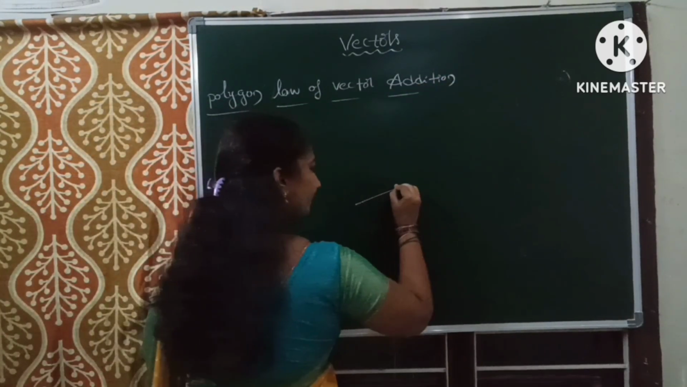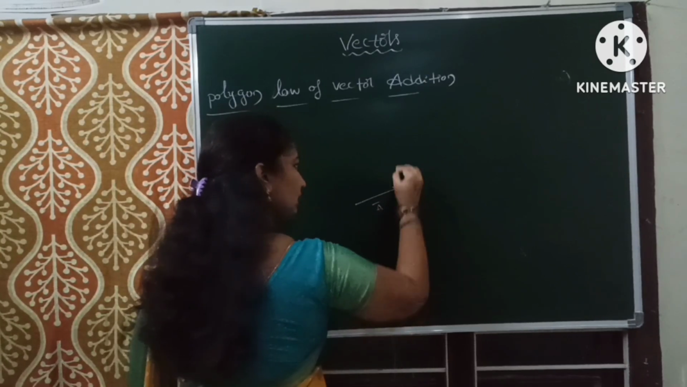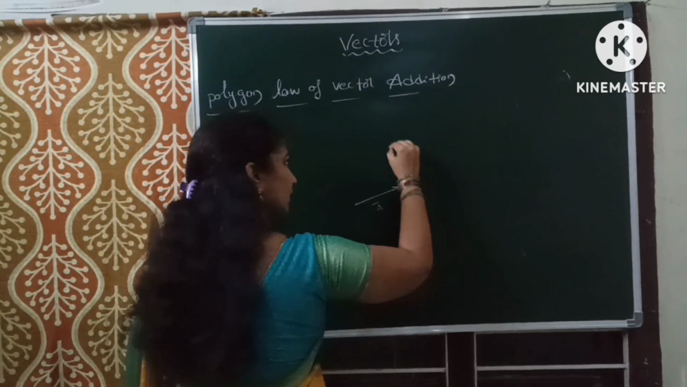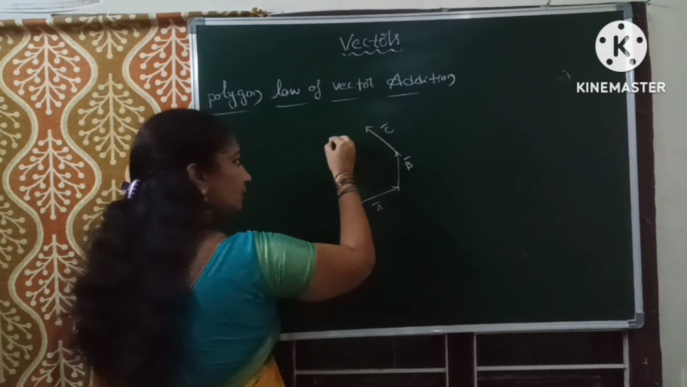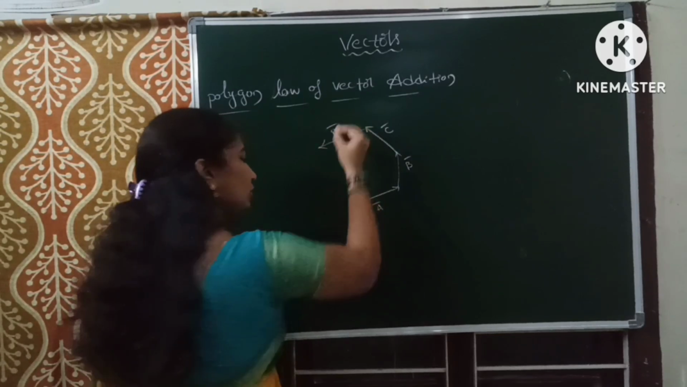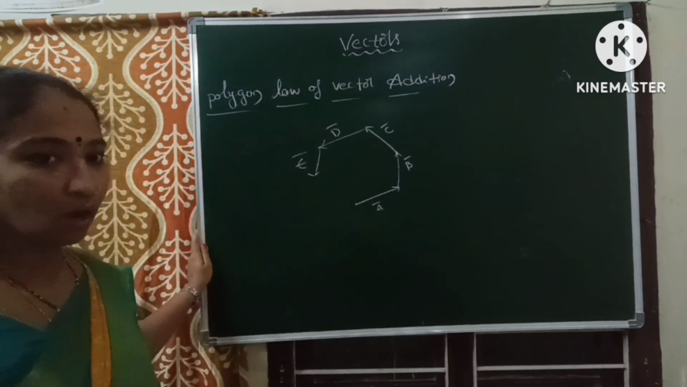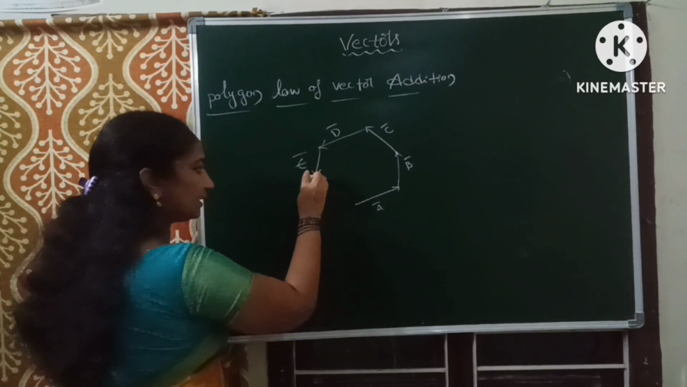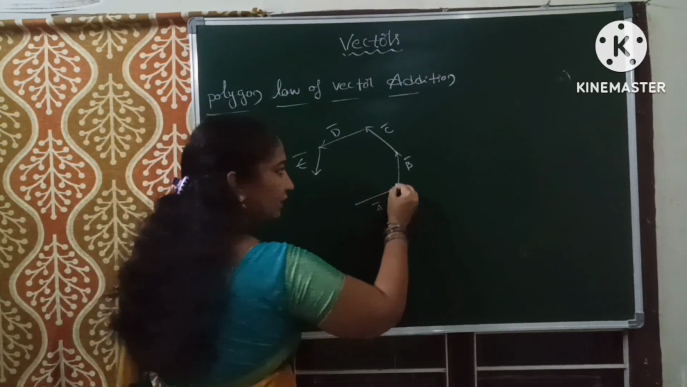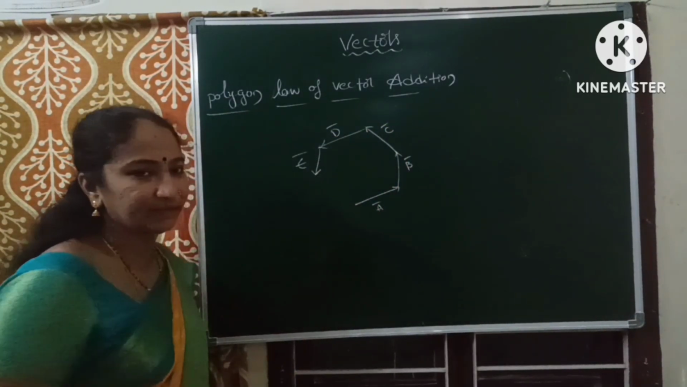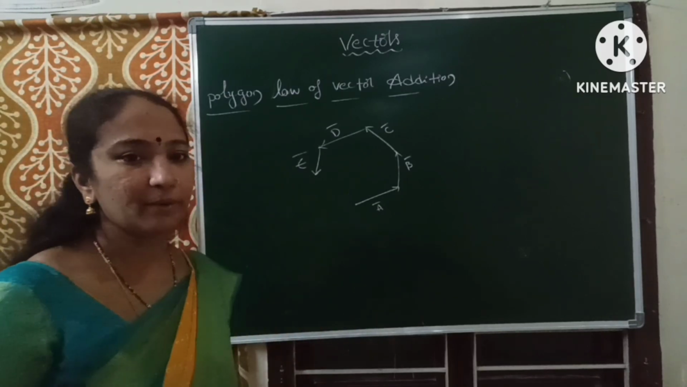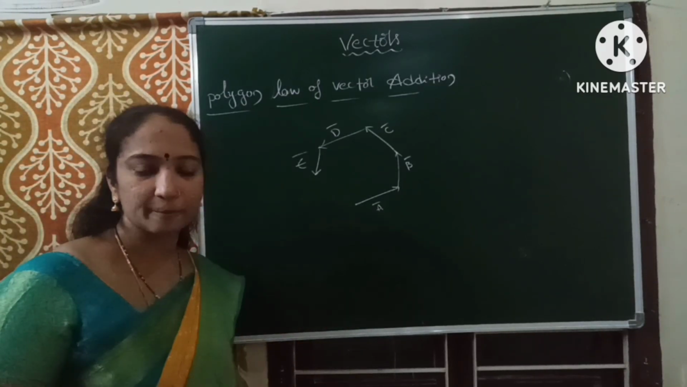For example, A bar is the first vector, B bar is the second vector, C bar is the third vector, D bar is the fourth vector, E bar is the fifth vector. All vectors I consider in the same order. All the vectors are going in order. How many vectors did I consider? 5 vectors: A bar, B bar, C bar, D bar, E bar.